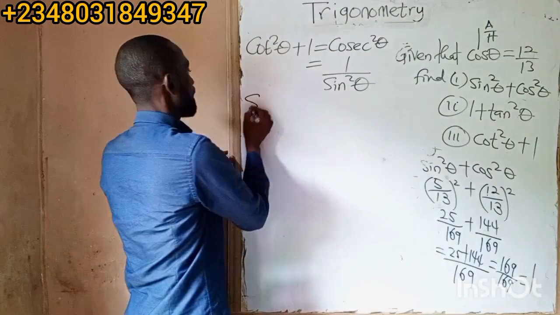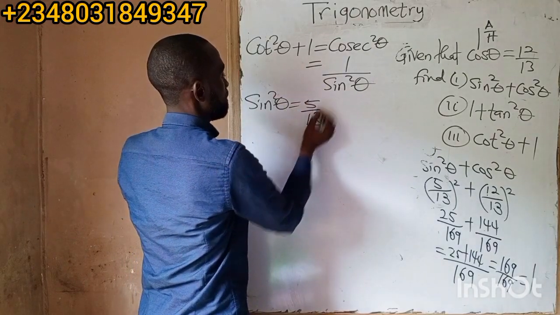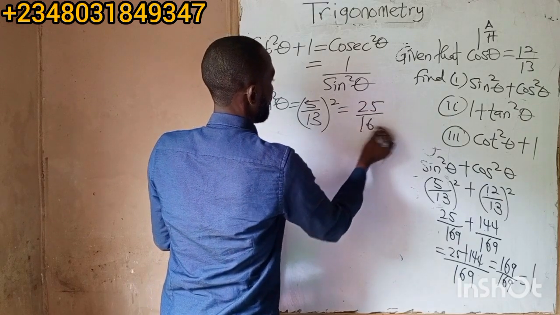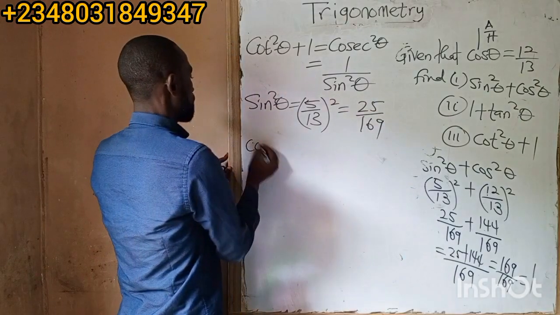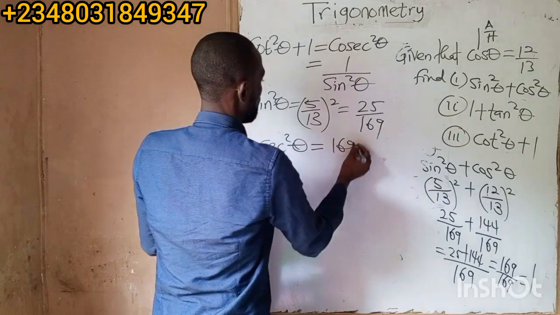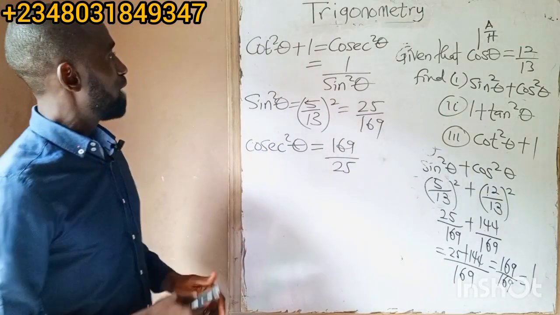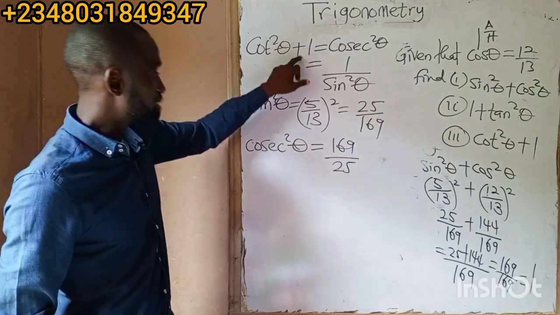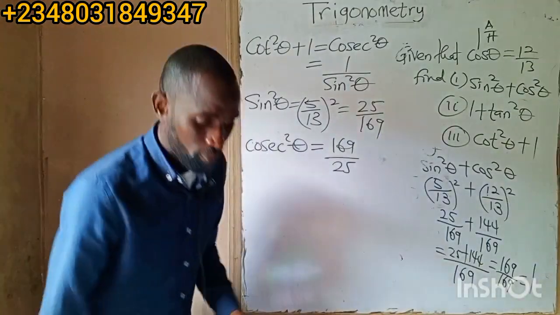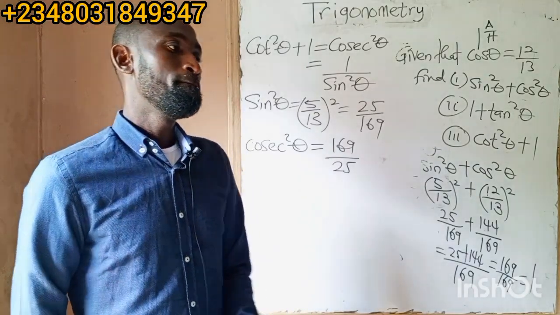So sine² theta is (5/13)², which is just 25 over 169. What will now be cosec² theta? That will be 169 over 25. I can solve it like that, or I just find the value of cos² theta, add it to 1, and we have the same result. So that is that on the relationship between the ratios, or what we call basic identity.